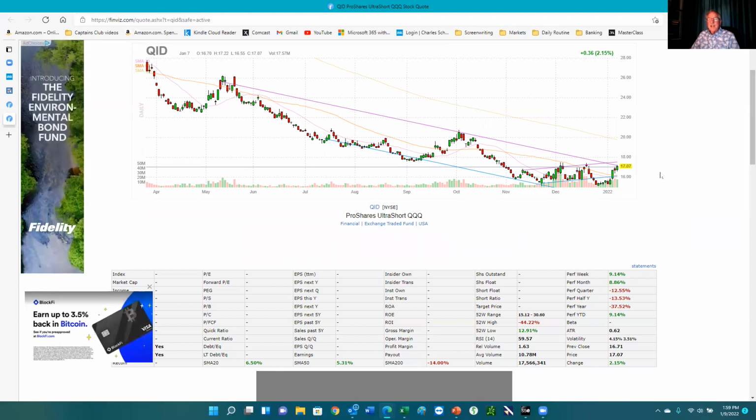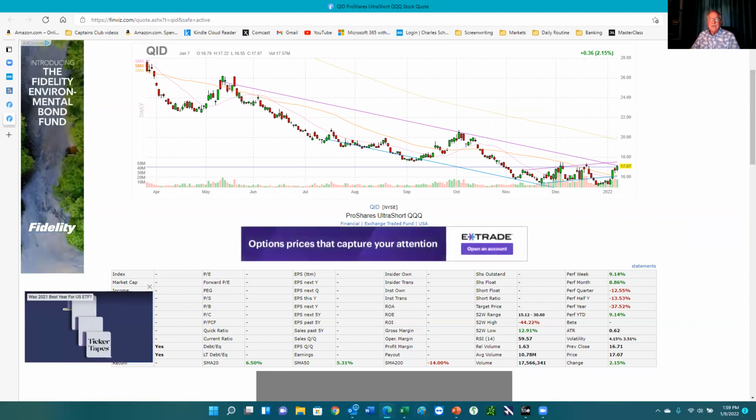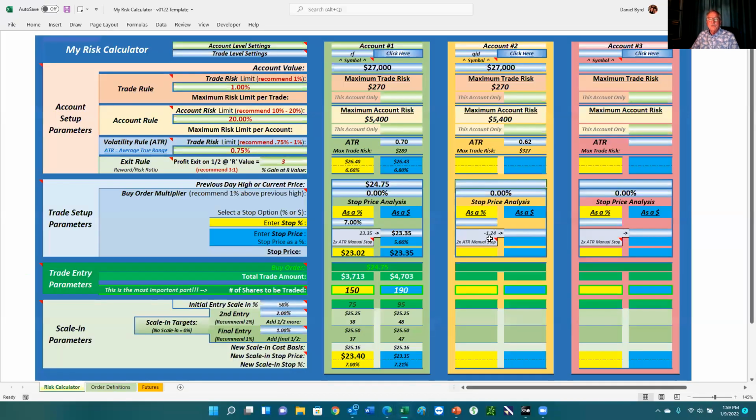Now we want to make sure it's actually going up. So in this case, we're going to put a price at 1750. And we'll use a 7% stop. And then we'll go over and actually show you how to execute these trades.